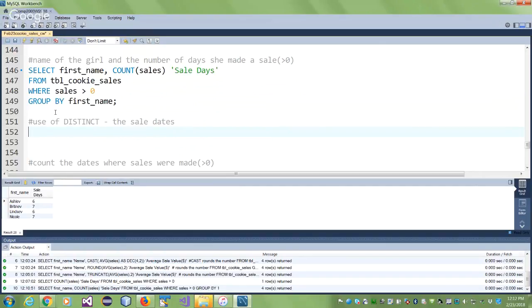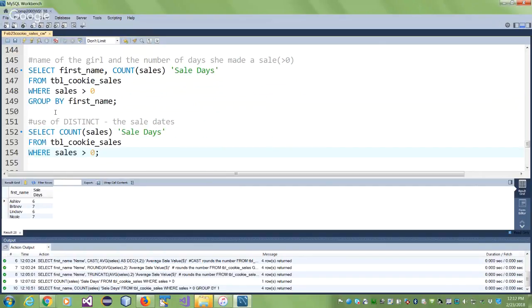So I'm going to copy this just because it's easy, but notice the difference I'll make. I'm going to say distinct with it. All I'm saying is don't repeat, don't count repetitions. That's what distinct is, right? So I'm saying take the sale dates, so each date will be counted once.